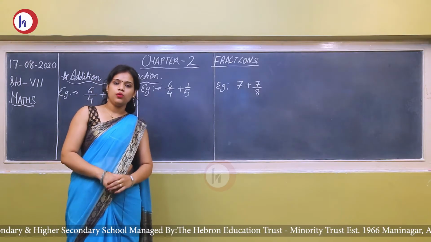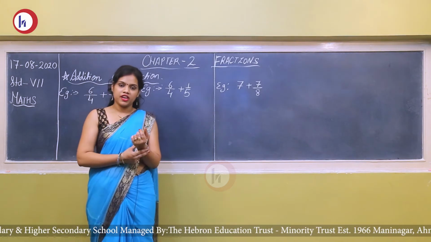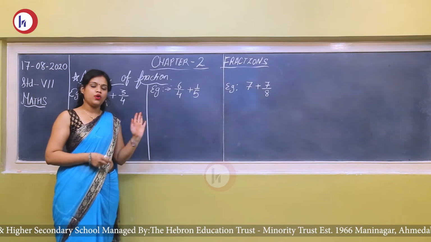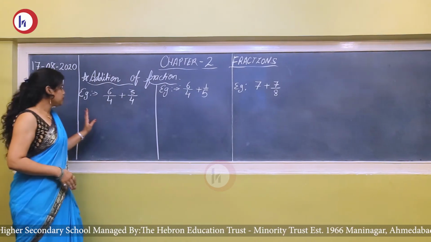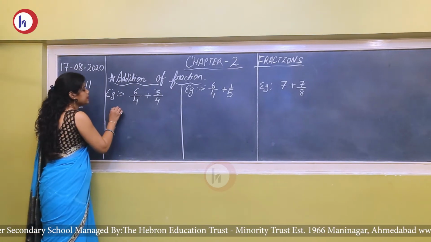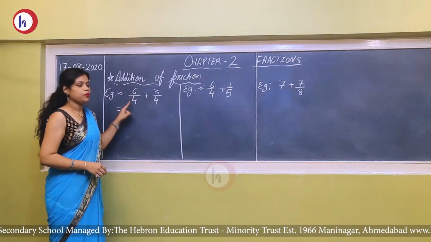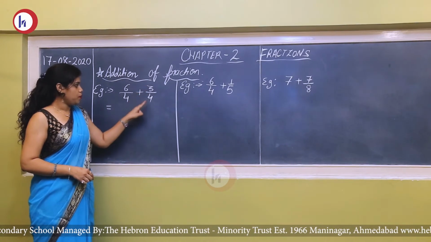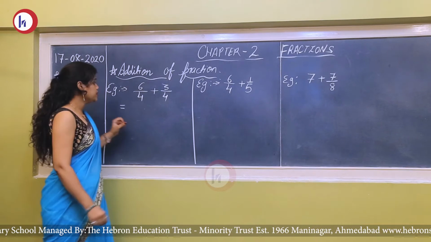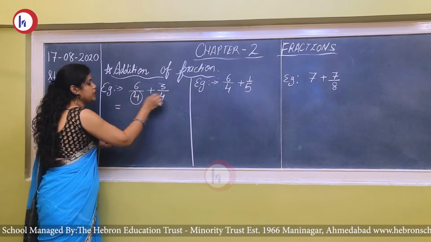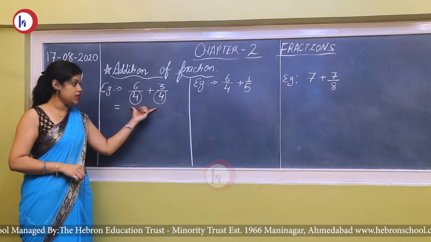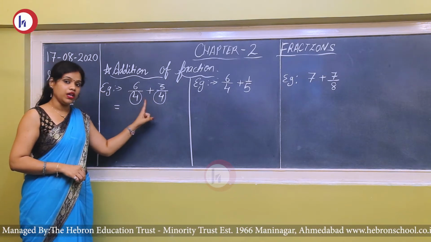Now let's see how the addition and subtraction of fractions are done. So I will explain with different examples how to add fractions. Okay. So first we will start with this example. Here you can see I have taken 6 upon 4 plus 3 upon 4. So both are fractions. Now what you have to notice here is that in the denominator both fractions have 4. That means they both have the same denominator.